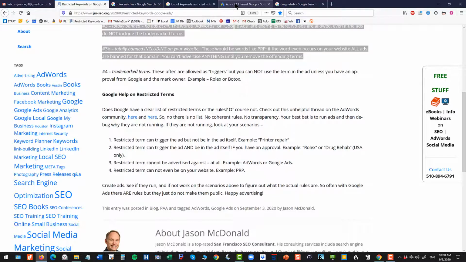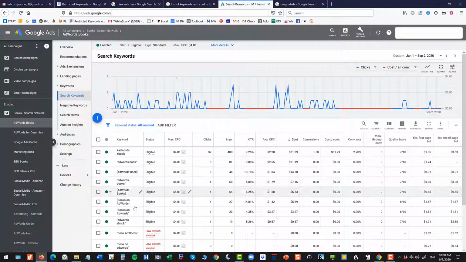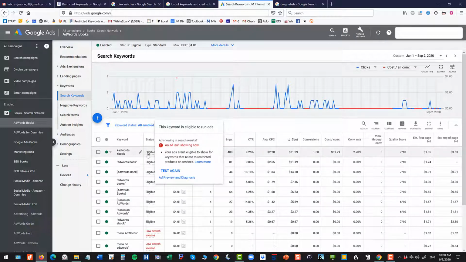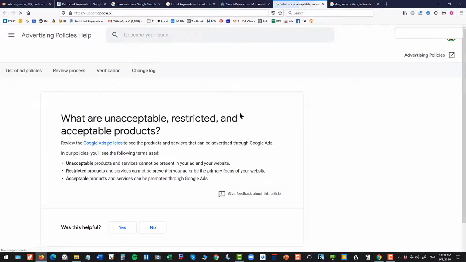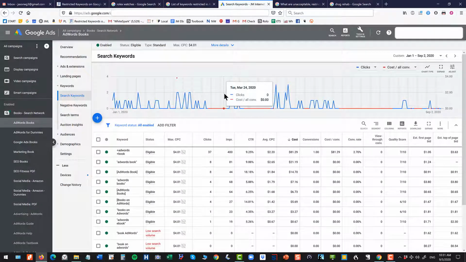Now, once you're running an ad, let me just pop over to my account here. Once you're running an ad, you can see here that these ads were allowed to run, they just changed the policy. If you click on eligible, it'll tell you, and sometimes you're lucky, it'll tell you your ads aren't eligible to show for keywords that relate to restricted products or services. So this tells me that this is not even allowed to be a trigger. And you can click on this super helpful Learn More link to get the completely unhelpful help file. And if you think you have a lot of free time, you can give them some feedback and they will never ever respond to you. So you just have to kind of understand it.